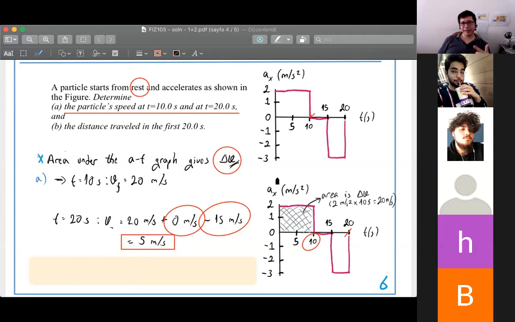Başta gaza bastınız, 20'ye çıktı hızınız, 20 metre bölü saniyeye. Gazı bıraktınız, 20'de kaldı, değişmedi. Frene bastınız, 15 metre bölü saniye eksildi hız ve son 20. saniyedeki hızınız bu, 5 metre bölü saniye.